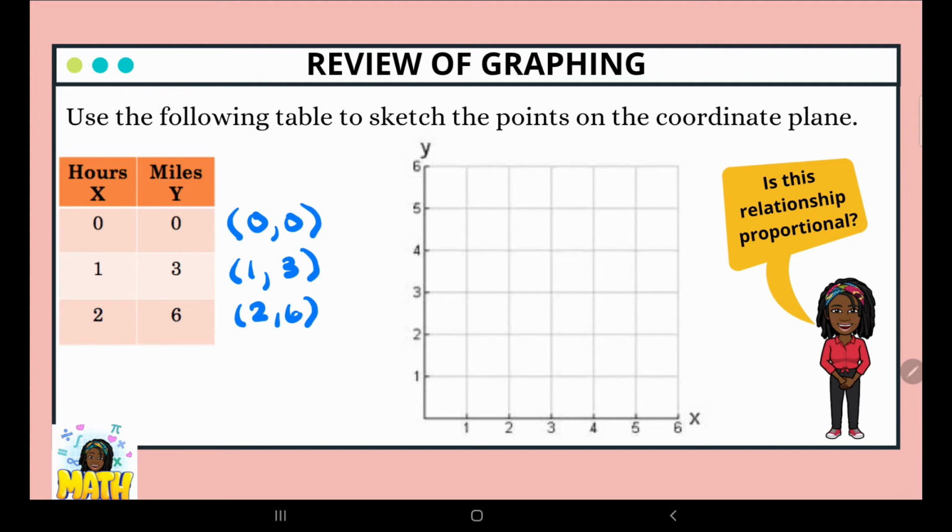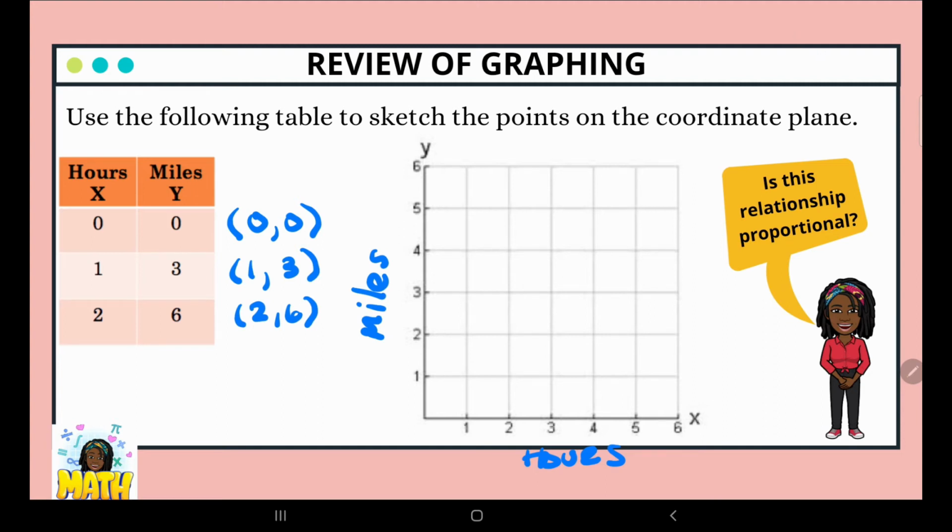Here we have labels, hours and miles, outside of our x and y. If you notice, the axes are already labeled with x and y. So for the x-axis, it's hours. So we're going to just go ahead and write that down here. And for the y-axis, it's miles. Okay, now let's go ahead and plot these points.